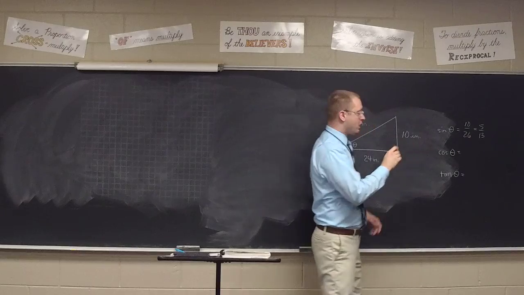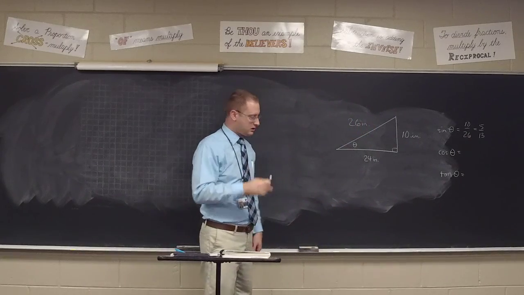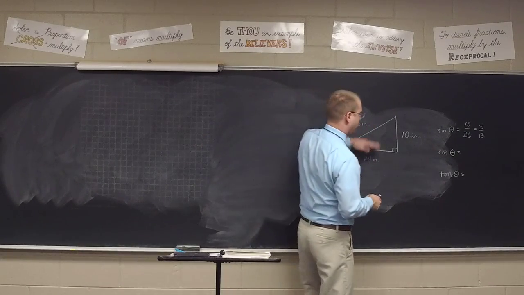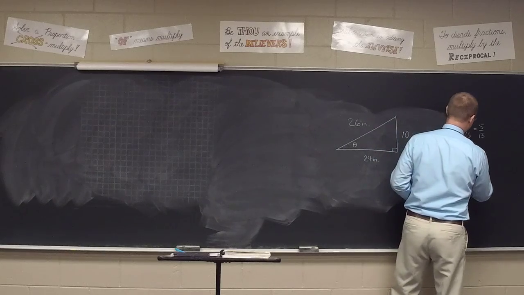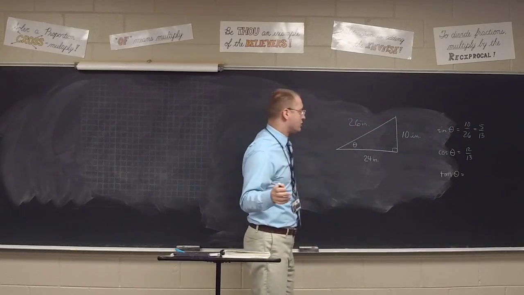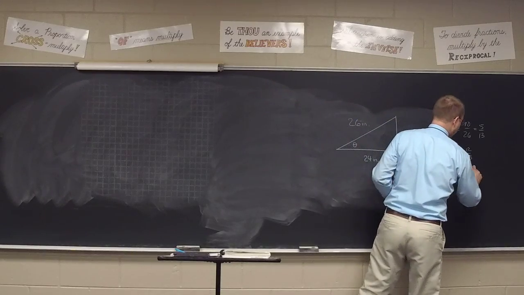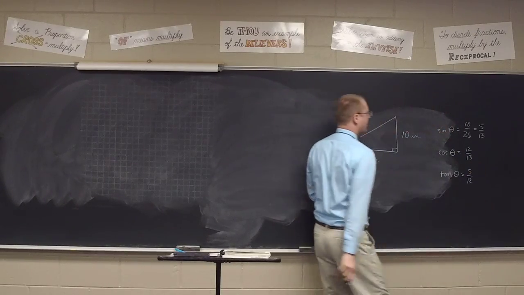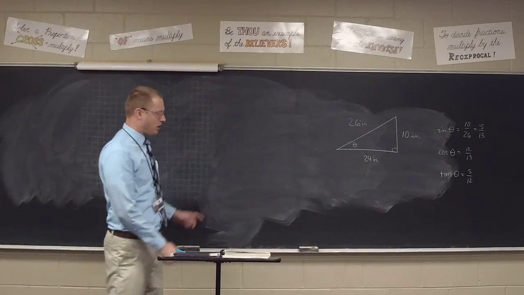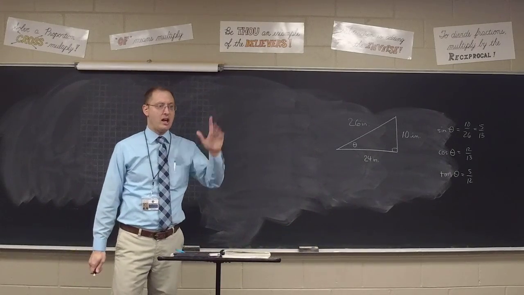Does that make sense? All right, what about the cosine of theta, Chris? 24 to 26, which reduces to 12 to 13. And then back to Ethan for the tangent of theta. 5 over 12. 10 to 24, opposite over adjacent, reduces to 5 to 12. All right, and we get all 3 correct.